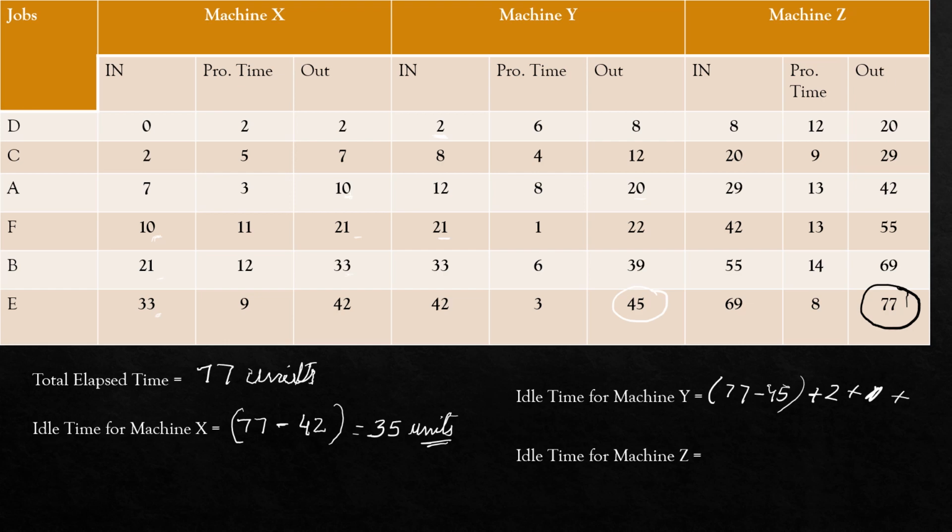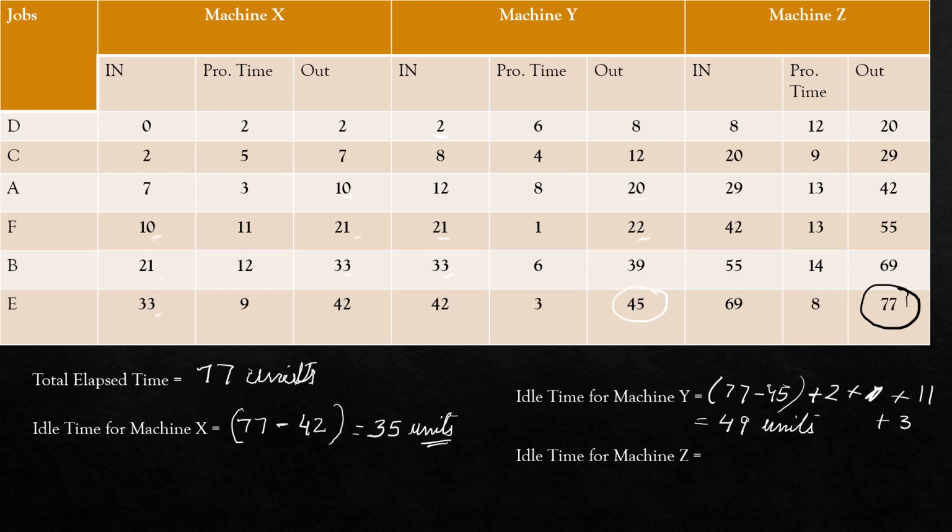Then it gets completed at 22 hours, and it starts the next job at 33 units of time. So 11 hours it is sitting idle, 33 minus 22, right? It gets completed at 39 hours. Then the last job gets processed at 42 units of time. So 42 minus 39, 3 hours it is idle. So the total idle time for machine Y will be 77 minus 45, which is 32, plus 2, plus 1, plus 11, plus 3, total is 49, right? So 49 units of time is the idle time for machine Y.